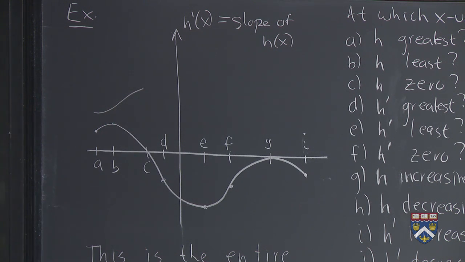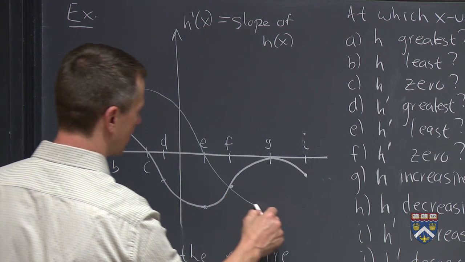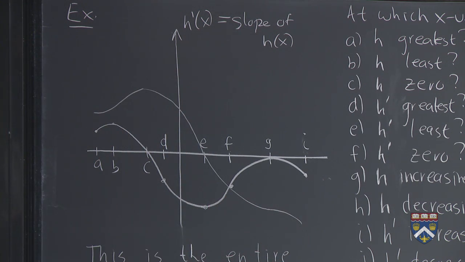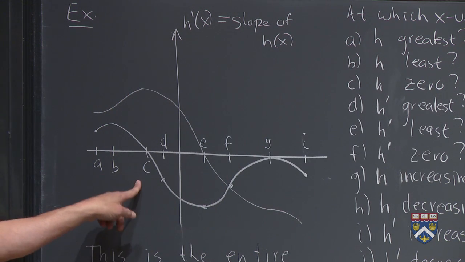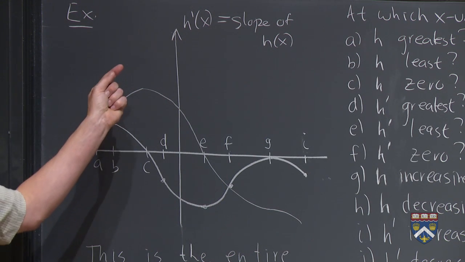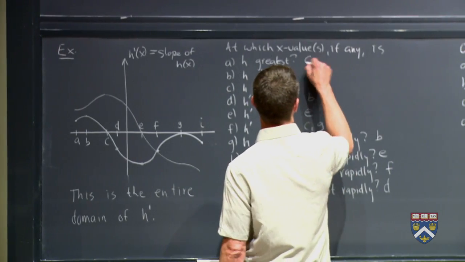And then what would h be doing all the rest of the way? H would be decreasing. So the answer to the question of where h is greatest is where? That's at C, right? Because h increased prior to C, decreased after C. So the only possibility is C.